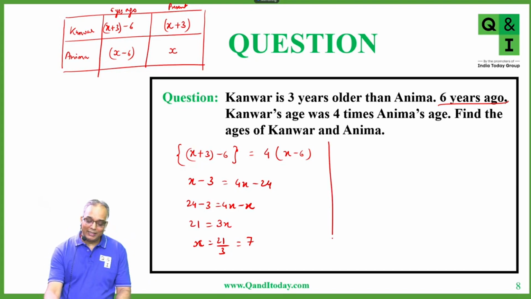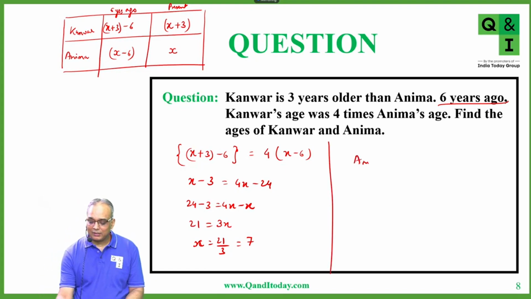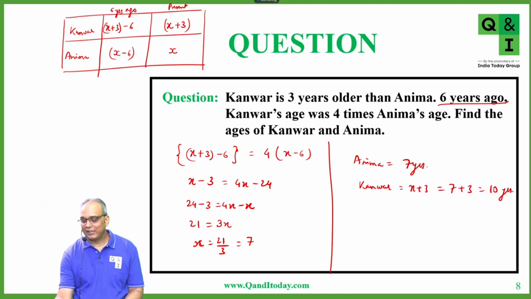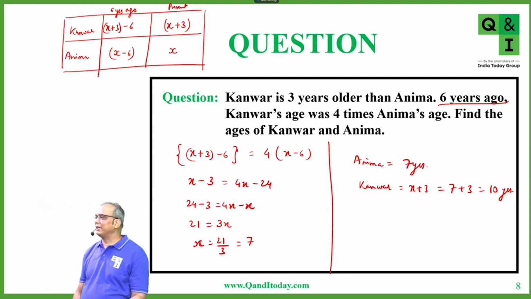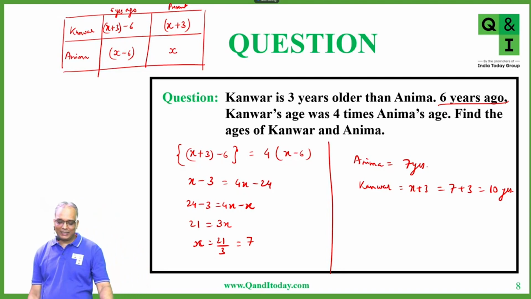So the current age of Anima is 7 years and the current age of Kavir is X plus 3, that is 7 plus 3, that is 10 years. Yes, Lokesh, you are correct. I told it at that time only. Your answer is correct.